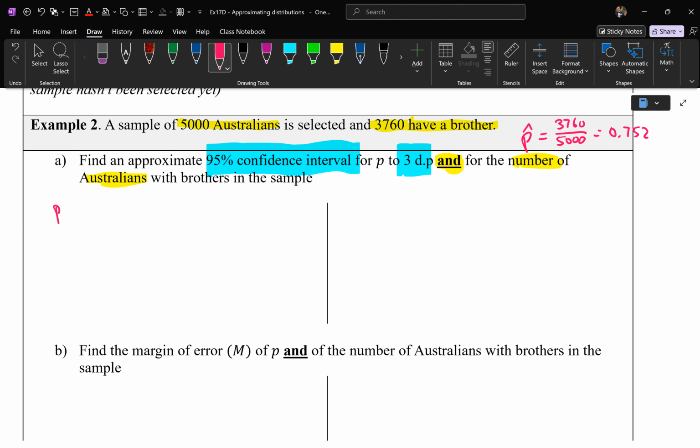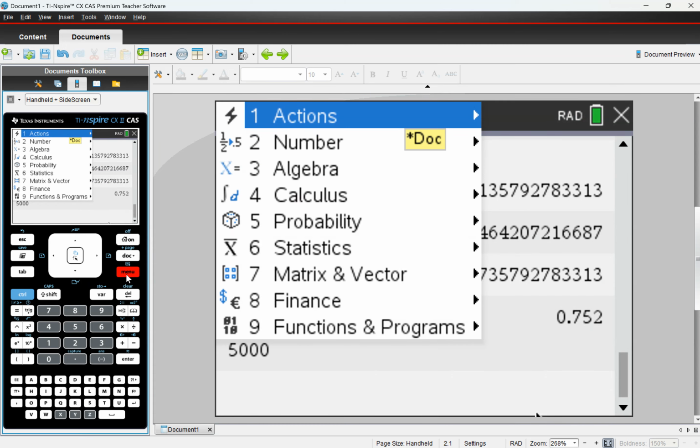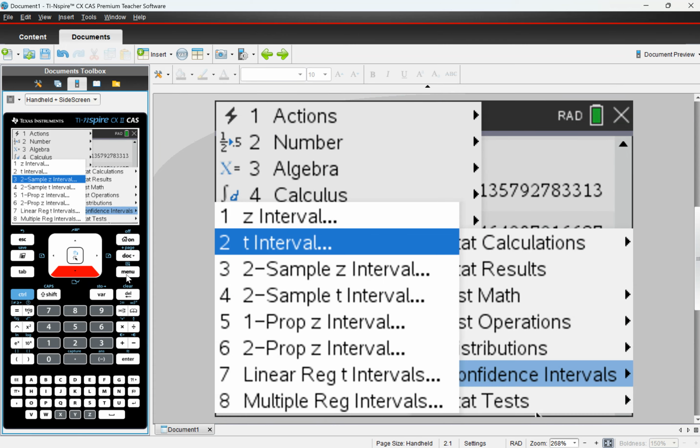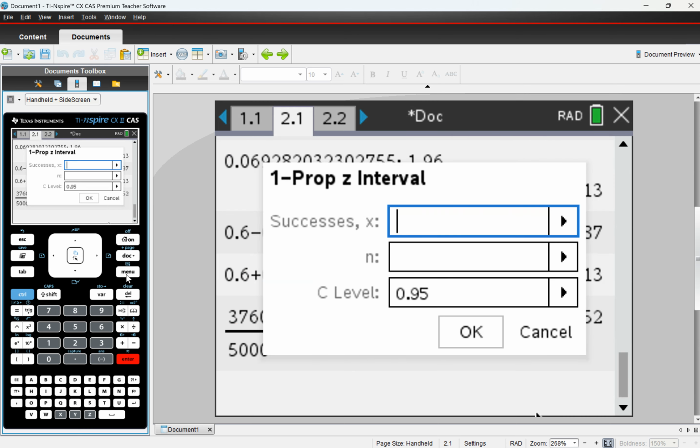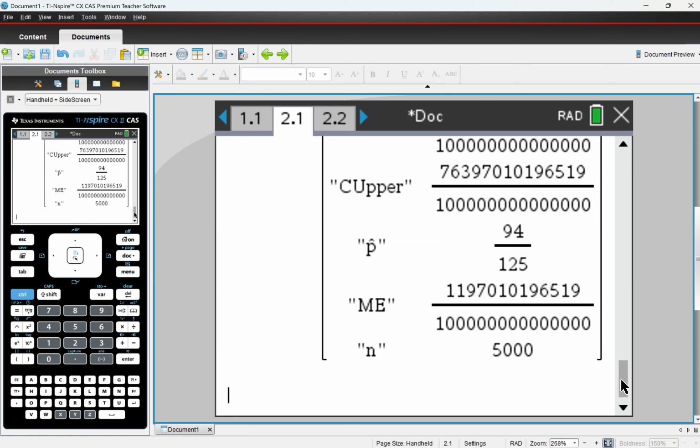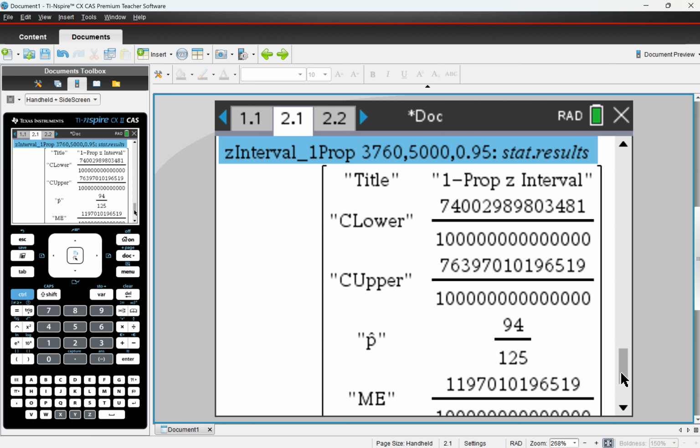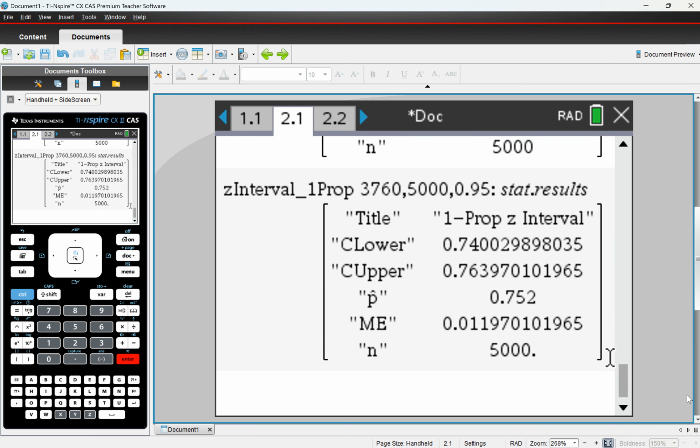What's the confidence interval? Find C1, C2 for me. Let's go. Menu. Go to menu, 6, 5. X success, 3,760. Oops, sorry. Sample size 5,000. I want 95% confident. This gives me the chart. Oh, sorry, I should change that to decimals. There we go. Much better.